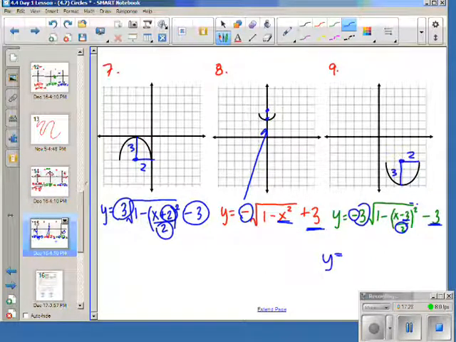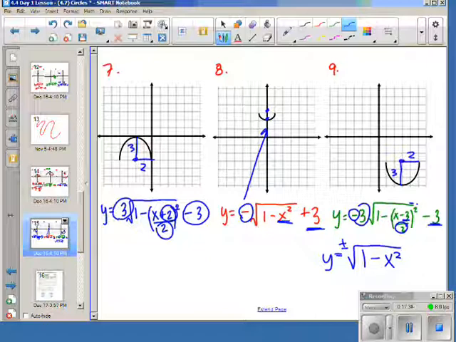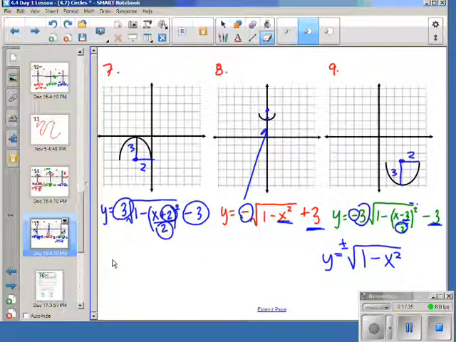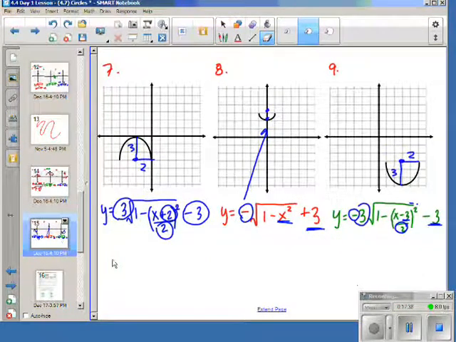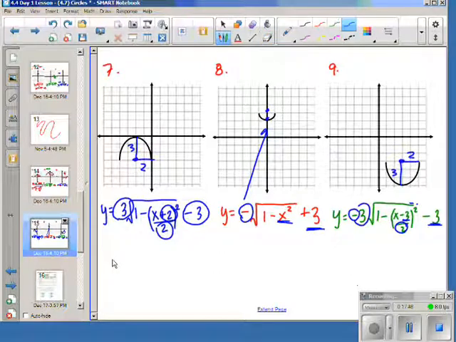Okay. Now I know the parent function looks a little funny, but remember the standard parent function is just plus and minus square root of 1 minus x squared. That's why we have to put the x minus h part just with the squared. We don't put it next to the 1.